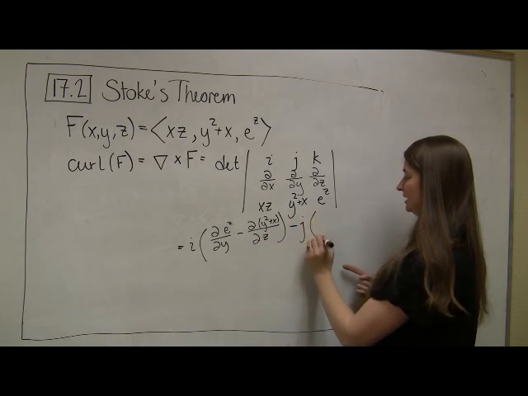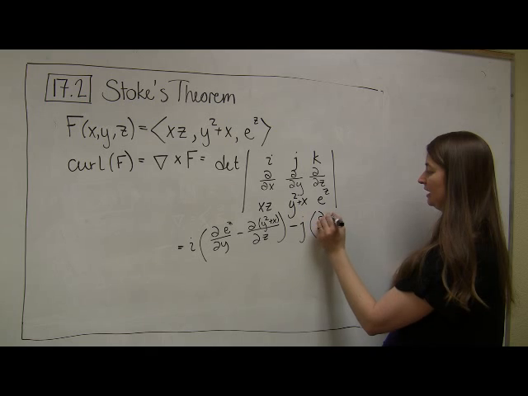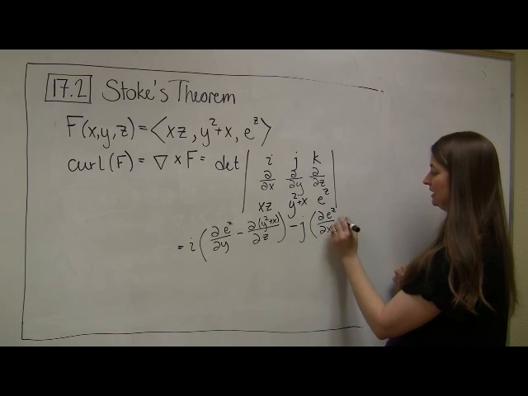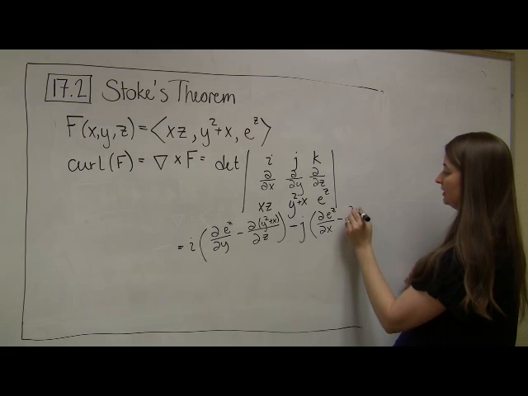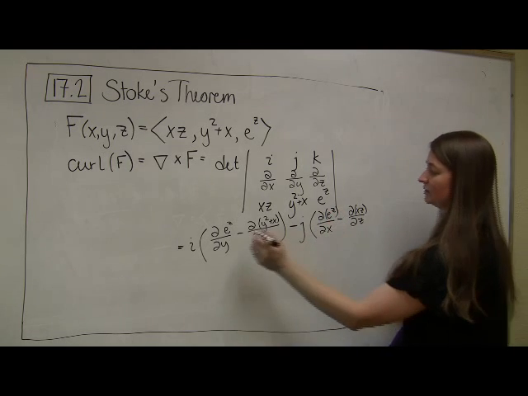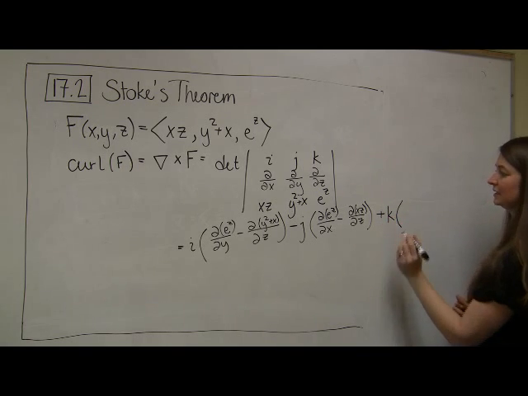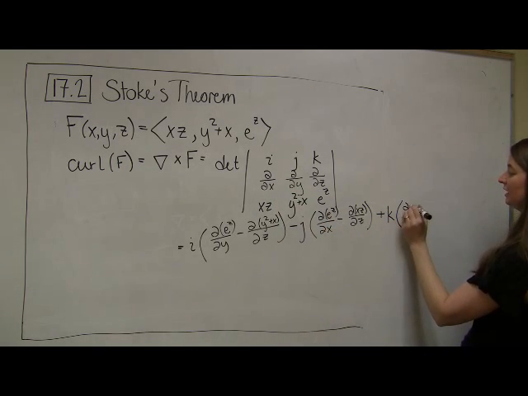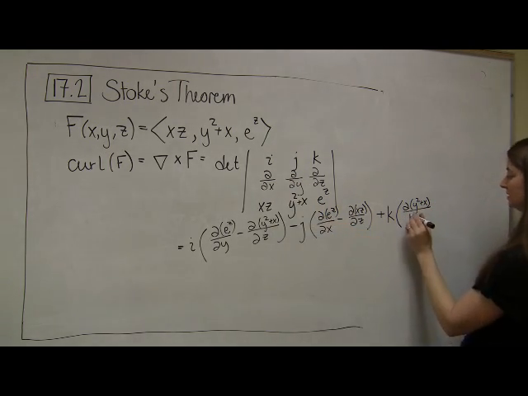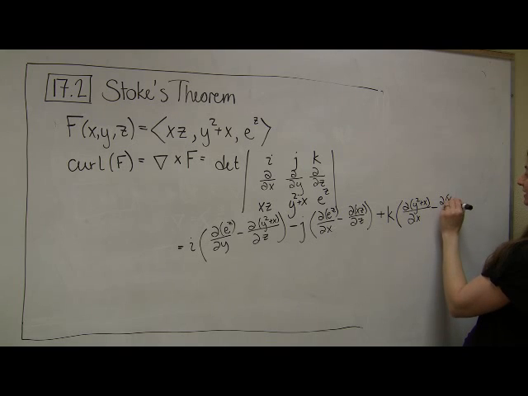and then I subtract, the j component term is going to be the partial derivative of e to the z with respect to x, and then I subtract the partial derivative of xz with respect to z. These are all function inputs. Maybe the parentheses make that a little more clear. And then finally, my kth component is going to be the partial derivative of y squared plus x with respect to x. And then I subtract out the partial derivative of xz with respect to y.